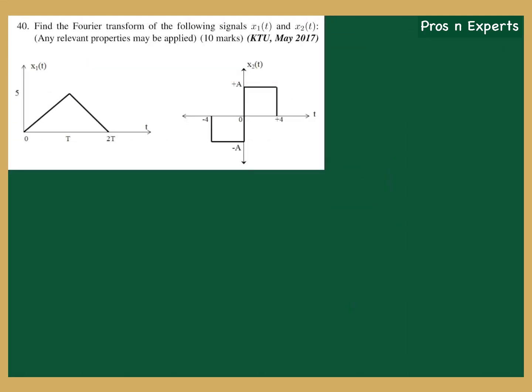Let's master the next question. Find the Fourier transform of the following signals x1 of t and x2 of t. Any relevant properties may be applied. The question is very straight. You have to find out the Fourier transform of x1 of t and x2 of t. Actually, these two are separate questions. You can write A and B.